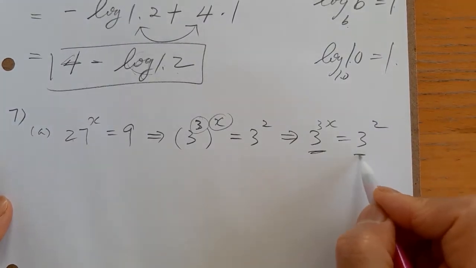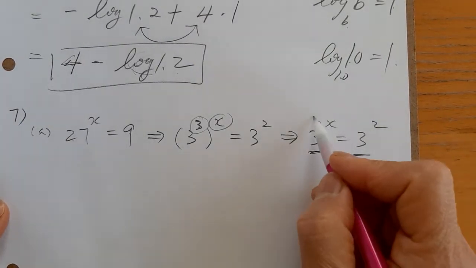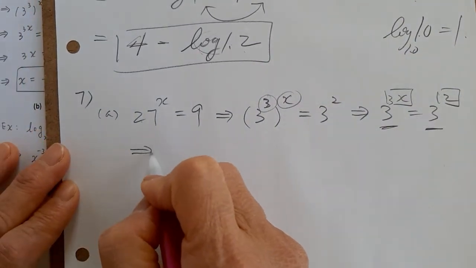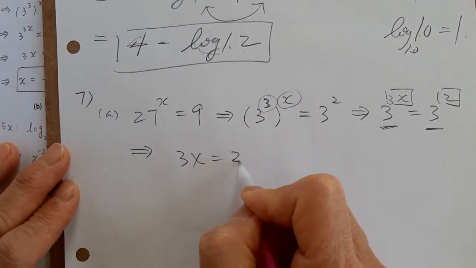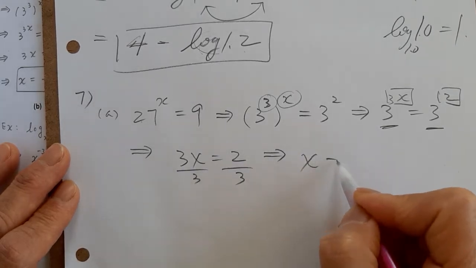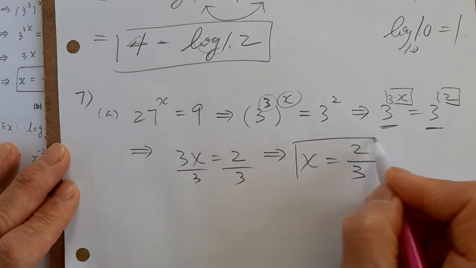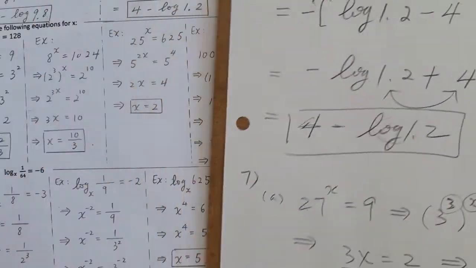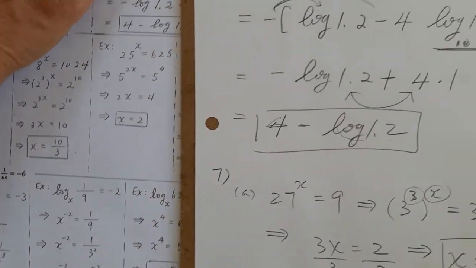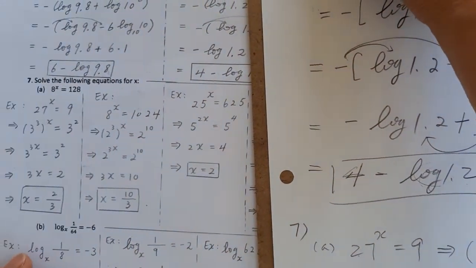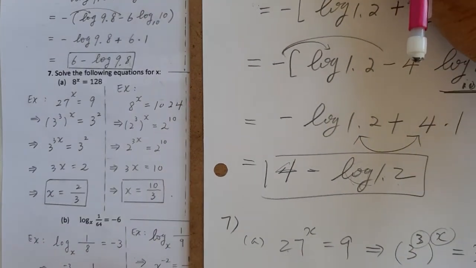Now they have the same base, 3, so the exponents should be equal. So we get 3x equals 2. Then divide by 3 on both sides, and we get x equals 2/3. If you change to the same base, you can solve it. Like another example.